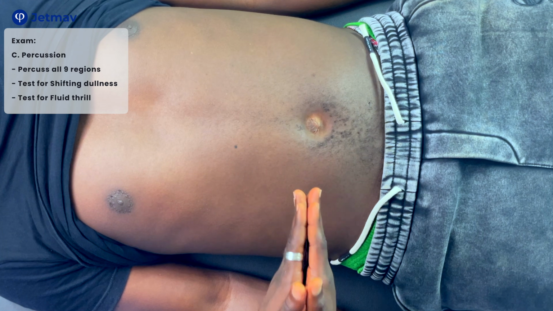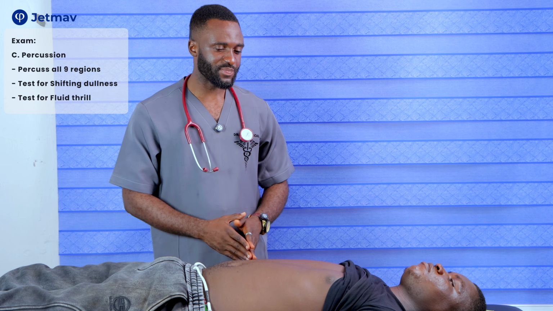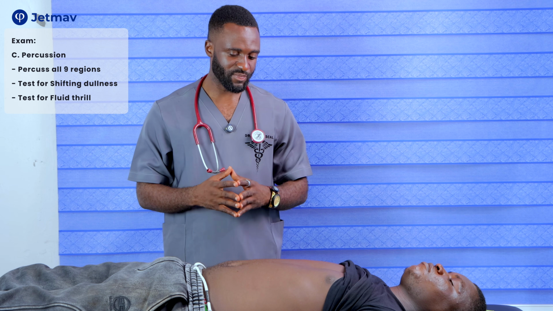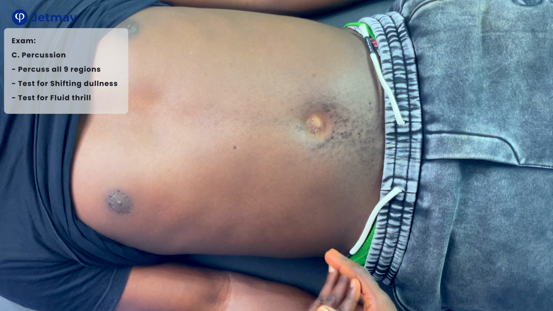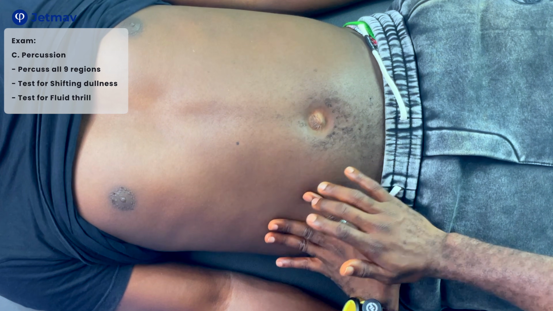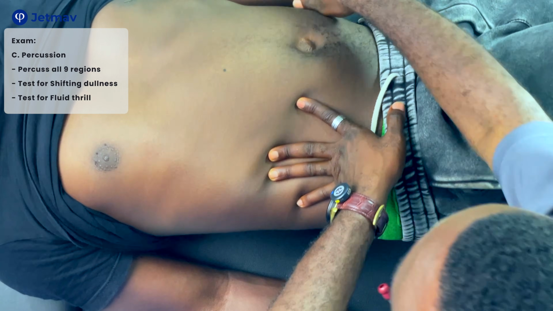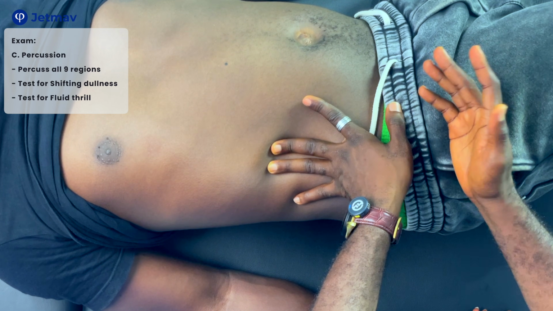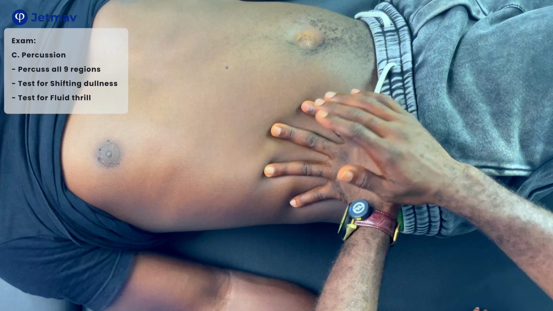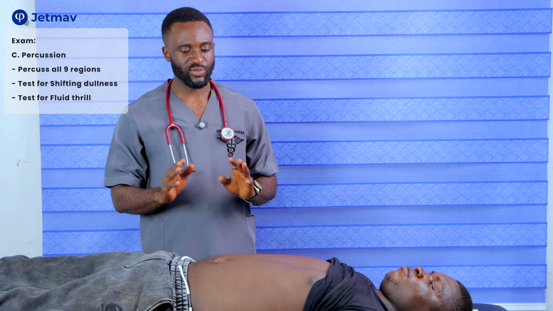So for shifting dullness, you percuss from the center to the side. Then once you get to the side, you ask the patient to roll over and then you wait for 30 seconds to 1 minute to see if the percussion notes on that area will change. Sir, please can you just roll over. Then you wait for 30 seconds to 1 minute and then you percuss again. So the percussion note is still the same, which means in this case there is no ascites.